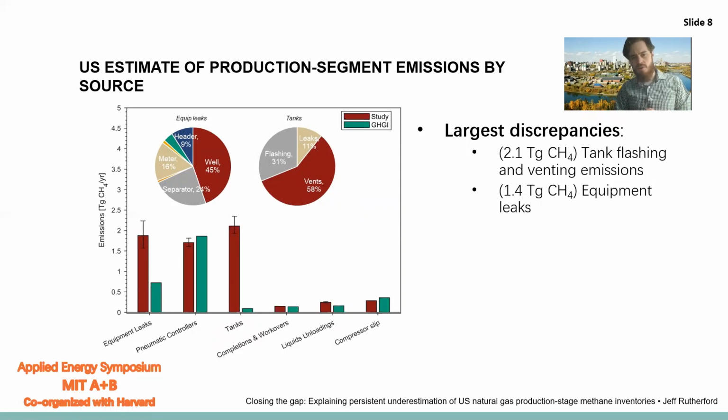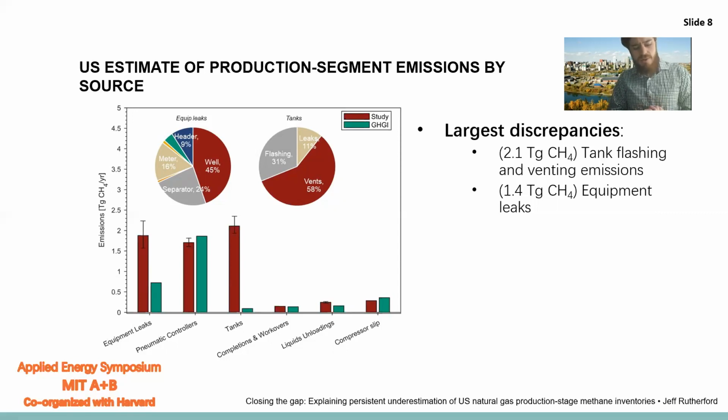Emissions from our study are shown in red. Emissions from the greenhouse gas inventory are shown in green. We find the largest discrepancy exists with equipment leaks on the far left and tanks in the middle. Specifically, we find a 1.4 teragram difference for equipment leaks and a 2.1 teragram difference for tank venting and leaking events.